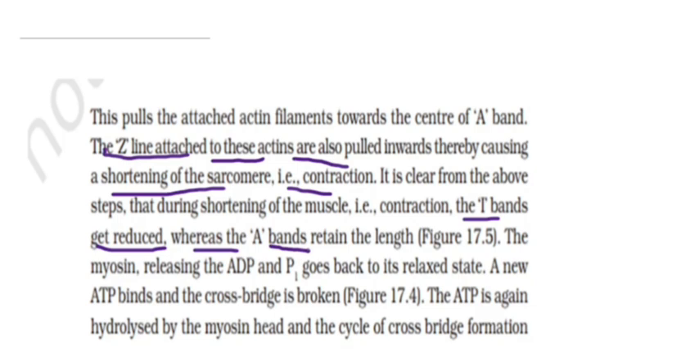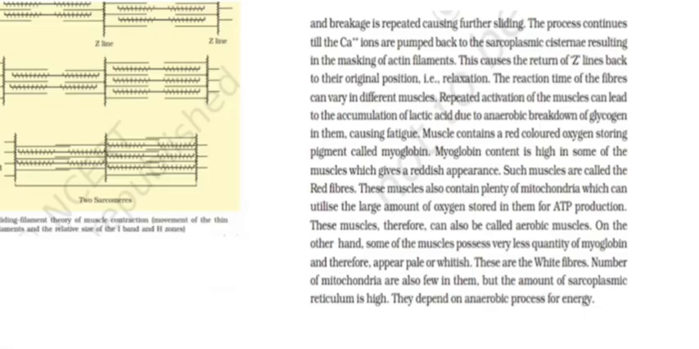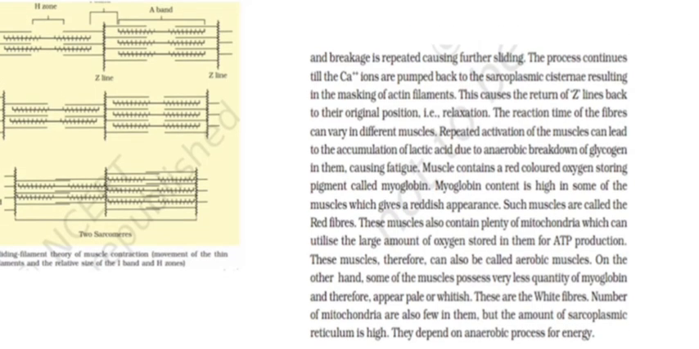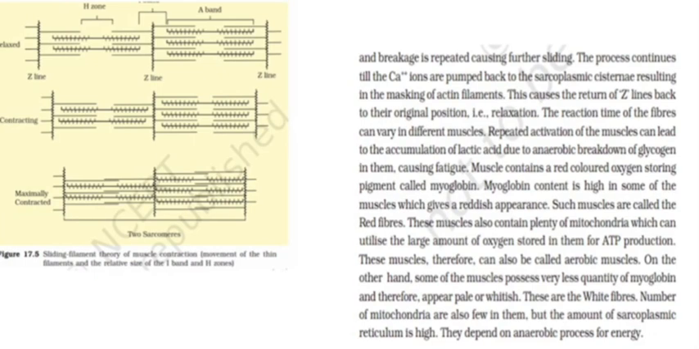The myosin releases the ADP and Pi and goes back to its relaxed state. After the rotation, the myosin releases the ADP and Pi, that means it turns into an ATP state and the cross bridge is broken. The ATP is again hydrolyzed by the myosin head and the cycle of cross bridge formation takes place. So this cycle is repeated whenever movement is required. Now this is the structure of the sliding filament theory of muscle contraction.